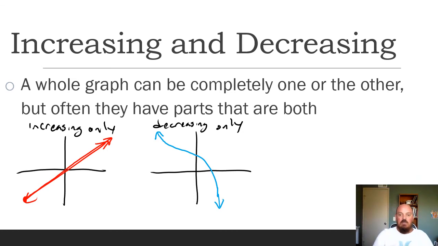It does curve a little, but it never curves back up. I'll do it in a different color so it stands out. Imagine I start with a point right here, and I'm tracing the graph, it's moving down, down, down the whole way. Never turns back up. But like I said, a lot of graphs do turn. So here's an example of a graph that has some increasing and some decreasing in it.